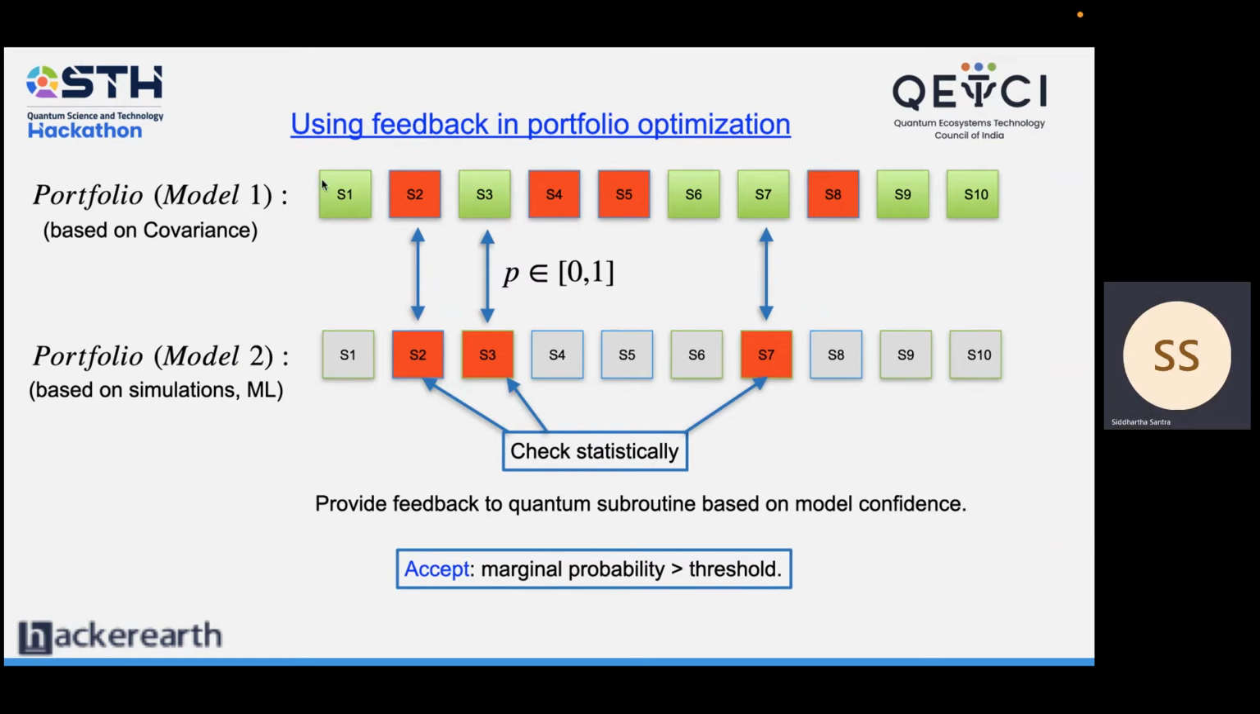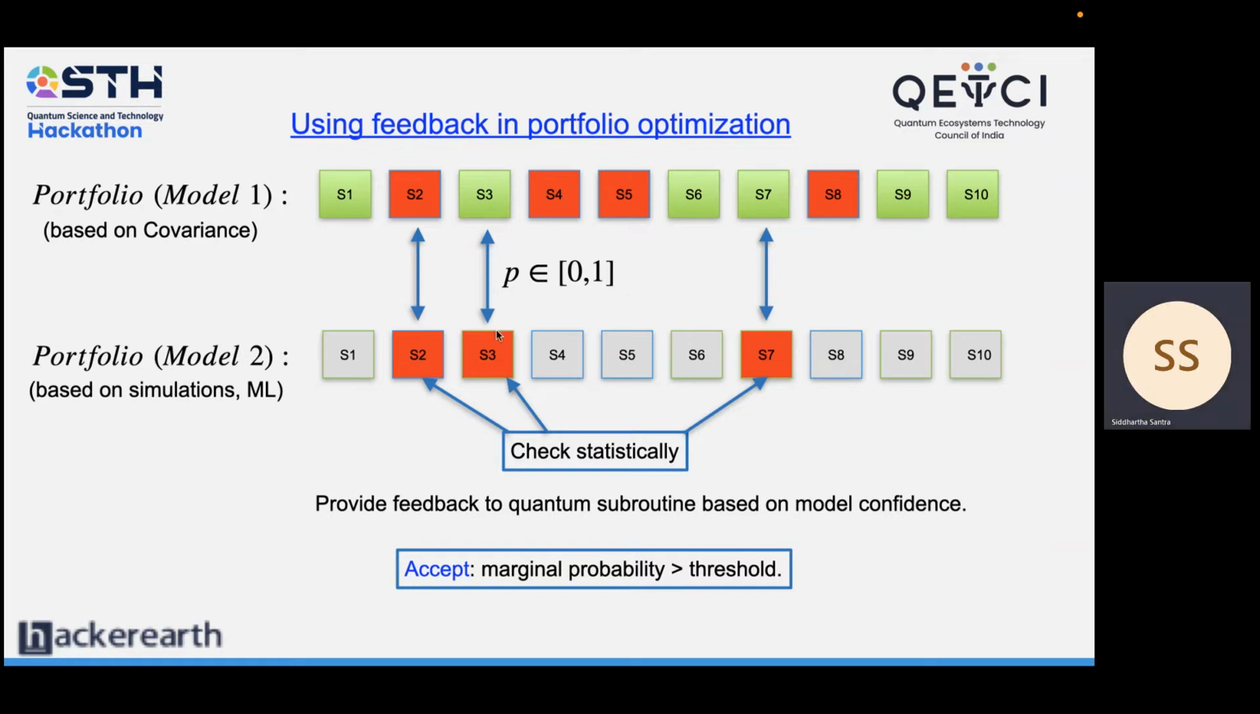In feedback, what we do is we compare the portfolio projections from model one, say, which is based only on covariance, with partial information that can come from some other model, such as simulations or machine learning. The relative confidence that we have on these two models can be expressed in terms of some threshold probability. And we compare the entries where the two predictions don't match. So here S3 is predicted to be picked by model 1 and S3 is predicted to be dropped by model 2. And we would make a choice based on the threshold that we set.